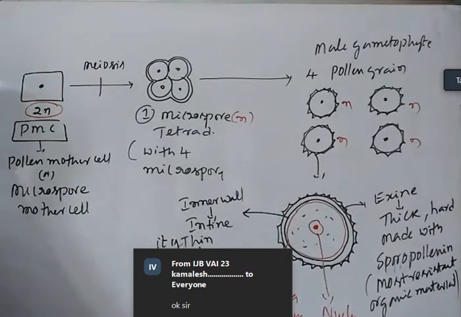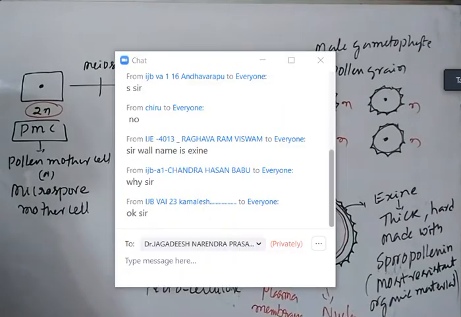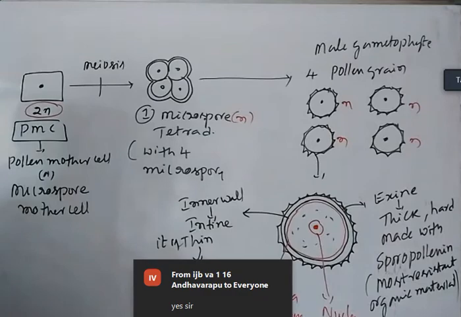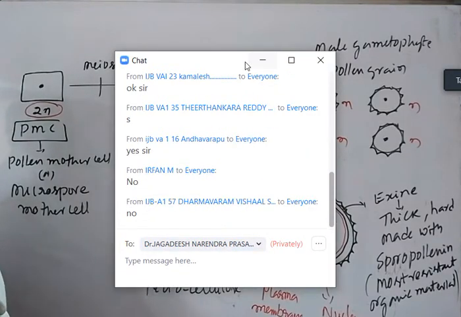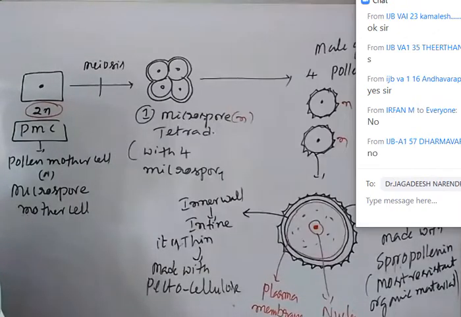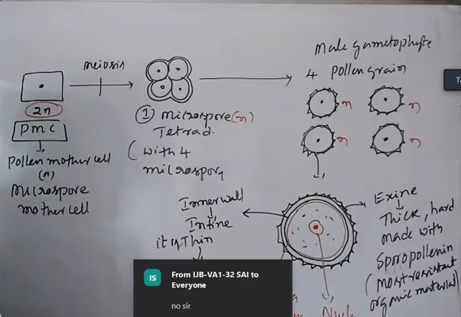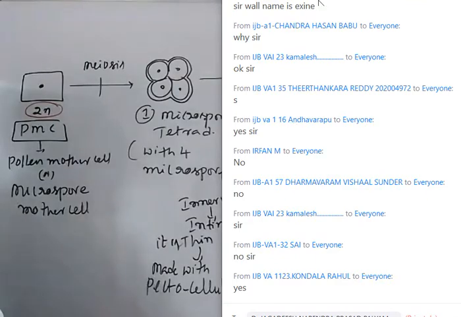So shall I clean the board? Shall I wipe the board? Irfan is saying no. Irfan seems to be very slow. Shashikant is also slow. Sai is also very, very slow.